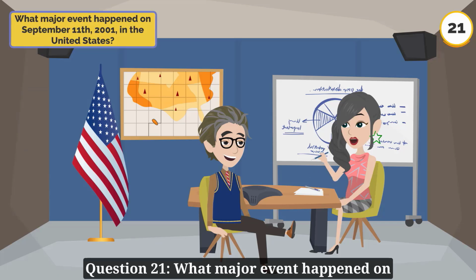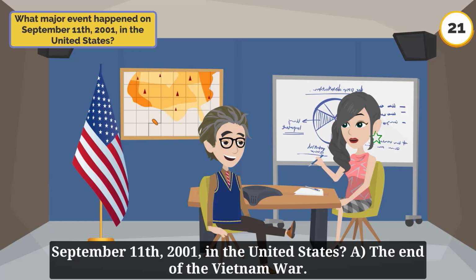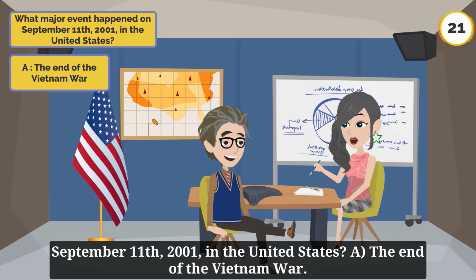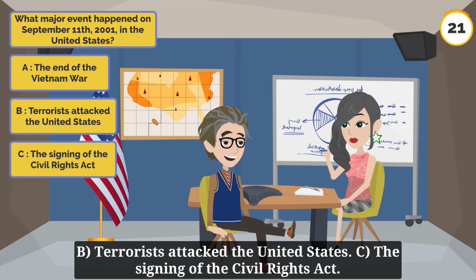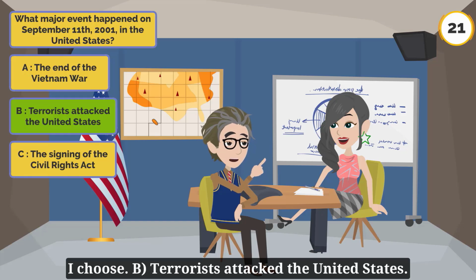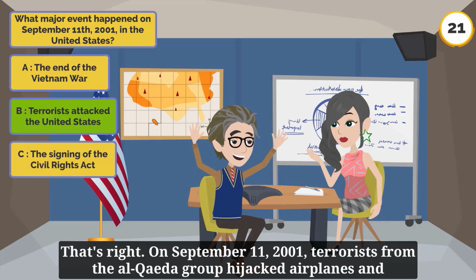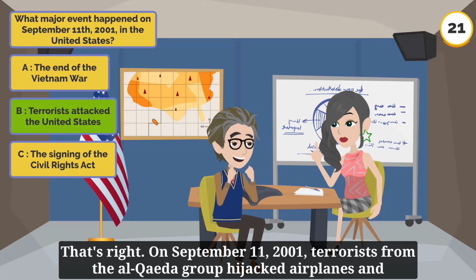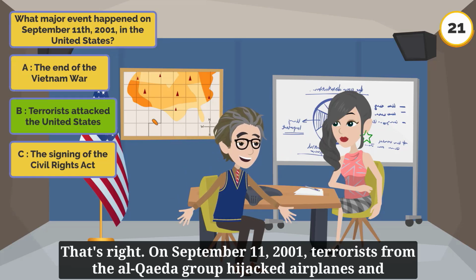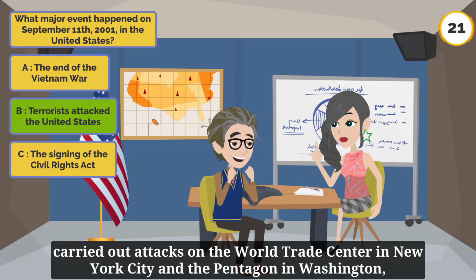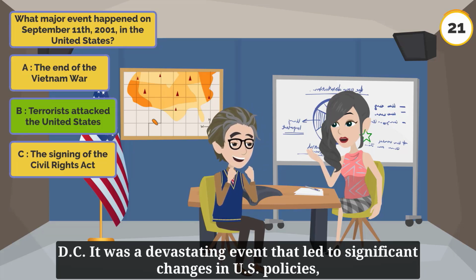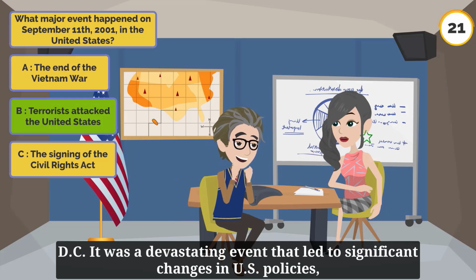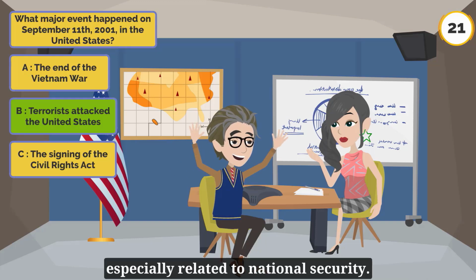Question 21. What major event happened on September 11, 2001 in the United States? A. The end of the Vietnam War. B. Terrorists attacked the United States. C. The signing of the Civil Rights Act. I choose B. Terrorists attacked the United States. That's right. On September 11, 2001, terrorists from the Al-Qaeda group hijacked airplanes and carried out attacks on the World Trade Center in New York City and the Pentagon in Washington, D.C. It was a devastating event that led to significant changes in U.S. policies, especially related to national security.